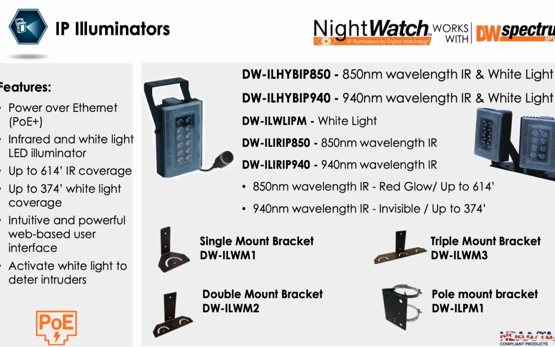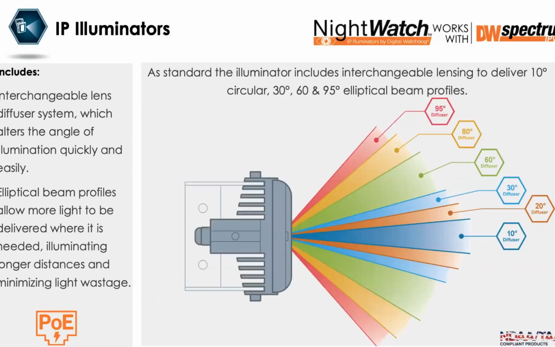And so the benefit here is for something like a 180-degree camera, a wide angle lens camera, you can have a triple gang of NightWatch illuminators to match the field of view of that 180 degrees, using 3 illuminators on the triple mount bracket. And then all 3 of those mounts are also compatible with the pole mount bracket. So you can easily attach these illuminators to a pole with the pole mount bracket and the gang mounts.